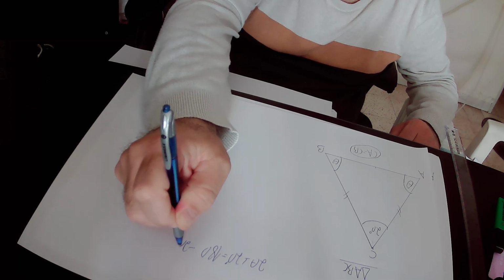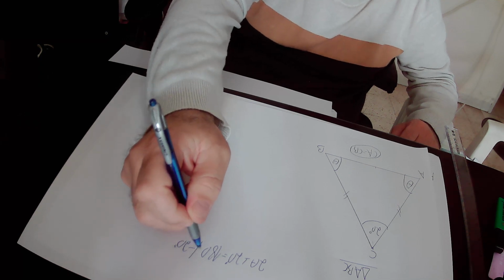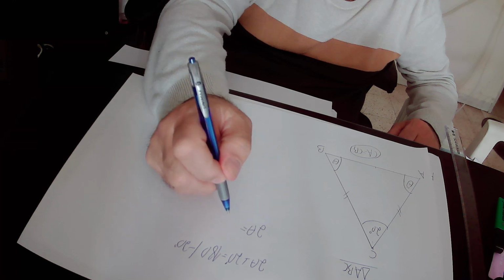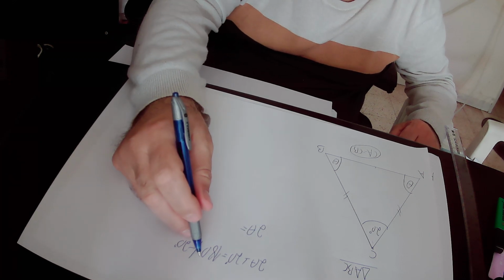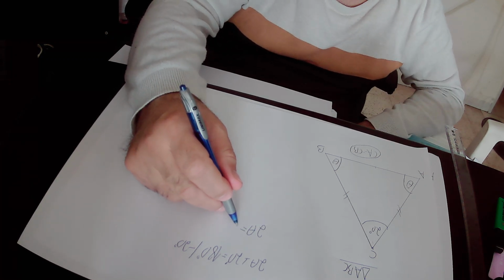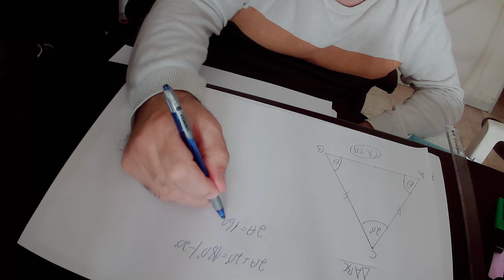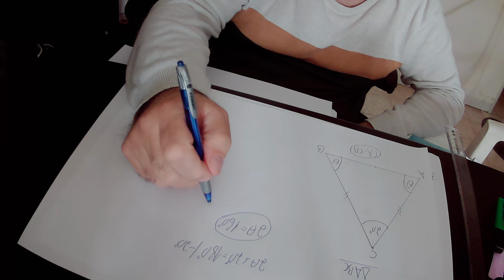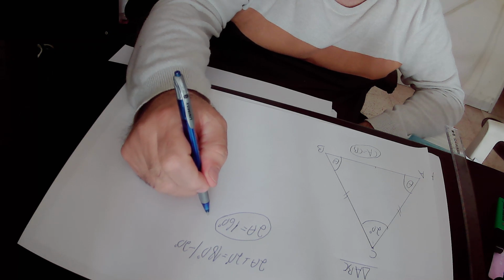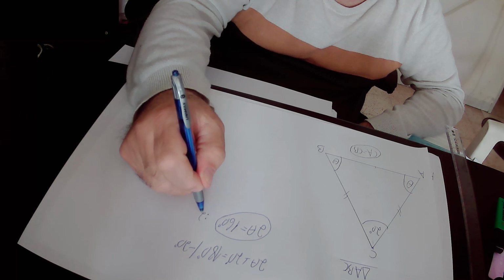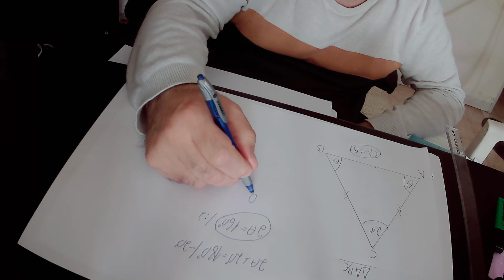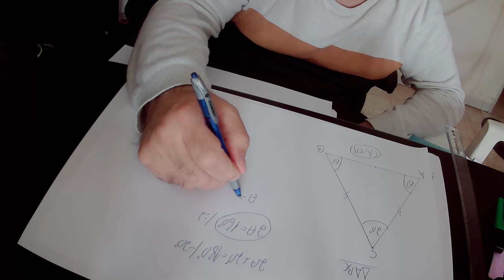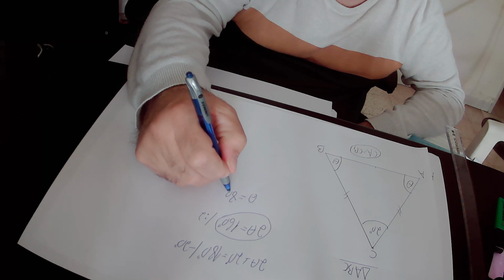We subtract 20 degrees from this equation, and we get that 2 theta equals 180 degrees minus 20 degrees, which is 160 degrees. So 2 theta equals 160 degrees. We divide this equation by 2. And finally we get that angle theta equals 160 over 2, which is 80 degrees. So angle theta equals 80 degrees in its size.